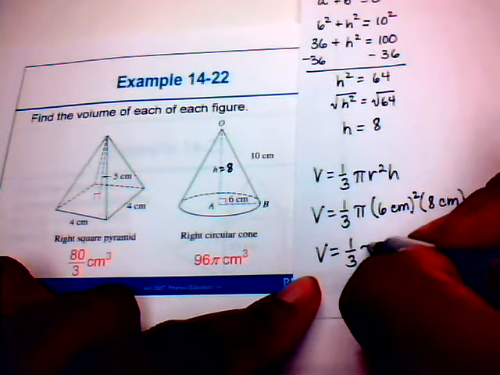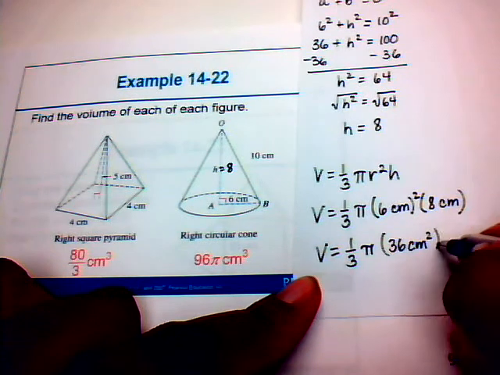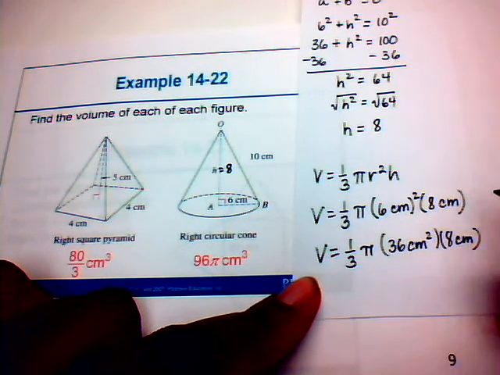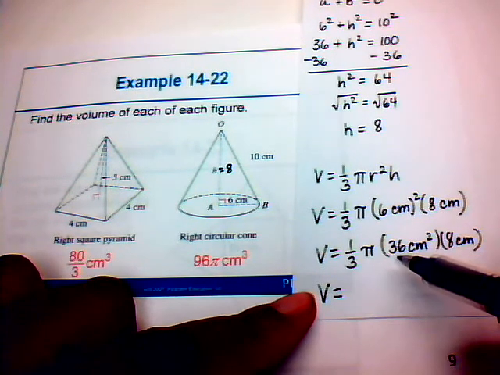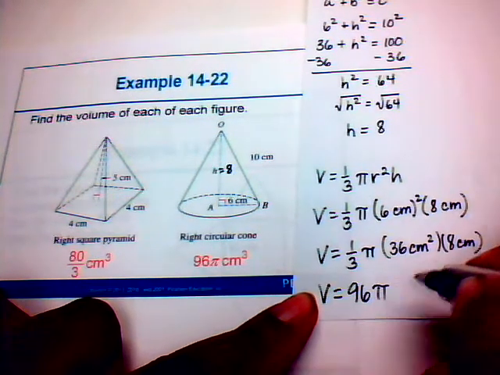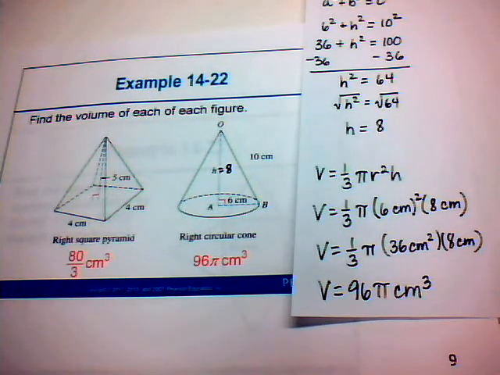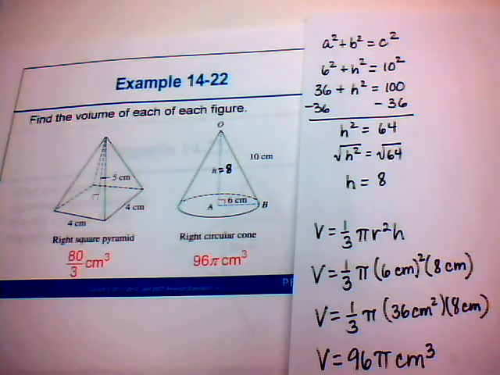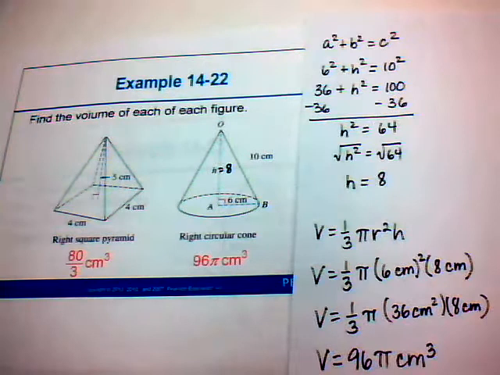Simplify this. This will be 1/3 pi. 6 squared is 36, so it'll be 36 square centimeters, times 8 centimeters. Now, if you take 1/3 of 36, you're going to get 12. 12 times 8 is 96. So it'll be 96, bring over the pi, and this is in cubic centimeters. Okay? So, you want to make sure if your height is not given, and they give you that slant height and the radius, you have to use the Pythagorean Theorem, because that's in the form of a right triangle.